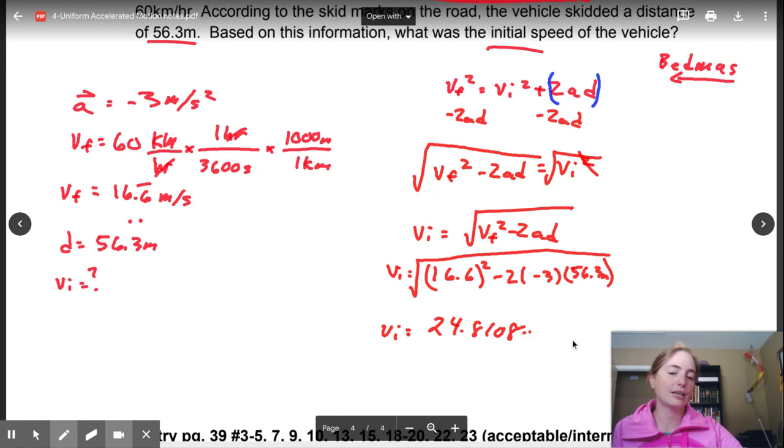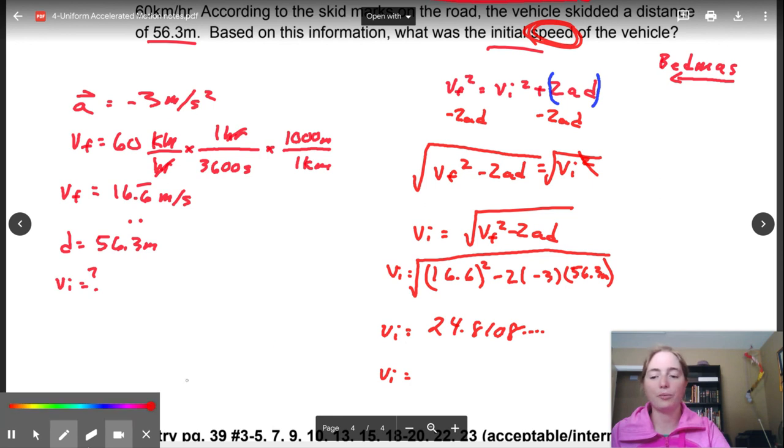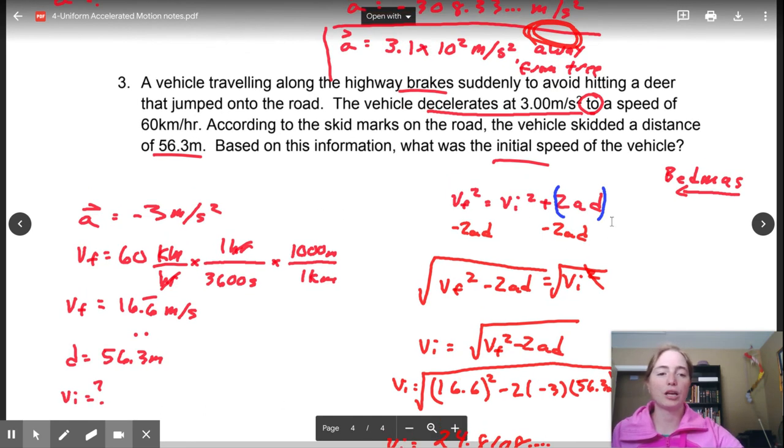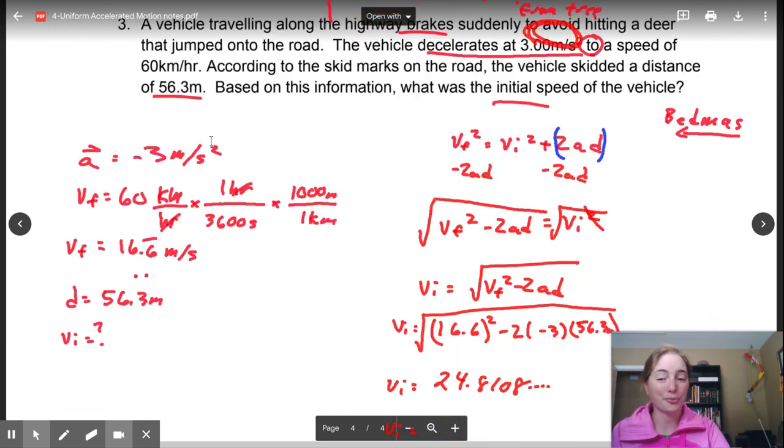So you're going to get your final answer once you put this into your calculator: 24.8108... Sig digs, unit. I said initial speed. Ladies and gentlemen, notice I said speed. Is speed scalar or vector? Scalar. Do I want a direction? No. So I just need sig digs and units. So 24.8. How many sig digs do I want in this question? I'm going to go back to the original question. I've got 3, and I've got 2, and I've got 3. So I need 2 sig digs.